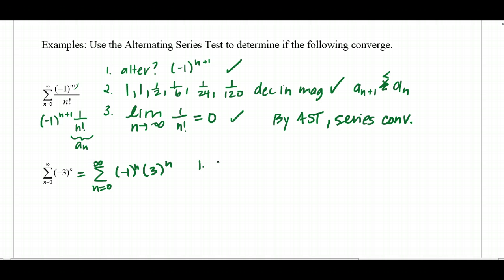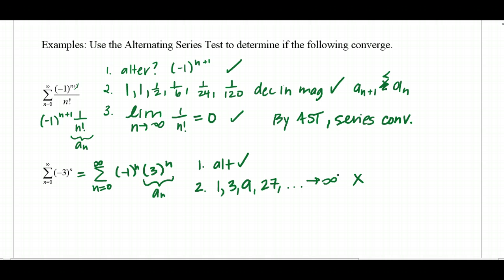So 1, alternating, yes. And then 2, do each of the individual terms decrease in magnitude? So here we're looking at this a sub n portion. If I start to substitute in 0, 3 to the 0 is 1. And then if I substitute 1 into this general term, I'll get 3. 2, I'll get 9. 3, I'll get 27. And so on. So these individual terms are getting bigger. This is going to infinity. So these individual terms are not decreasing in magnitude, so I fail this portion here.